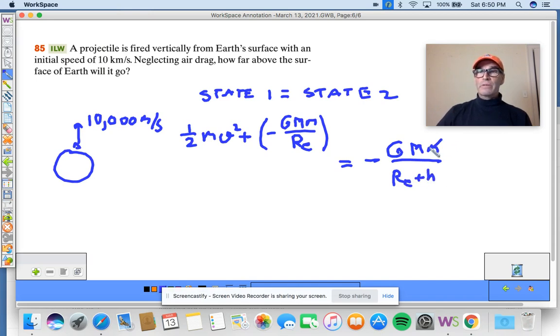Now you can cancel one of the m's, the mass of the projectile. And then you're going to solve for h, given all the given quantities and fundamental constants. And you should get, and I'll show you how you got this, approximately 2.55 times 10 to the 7th meters. All right, there's your helpful hint for the rest of the homework. Enjoy the weekend, as I said. Have fun in the sun, then do your homework.